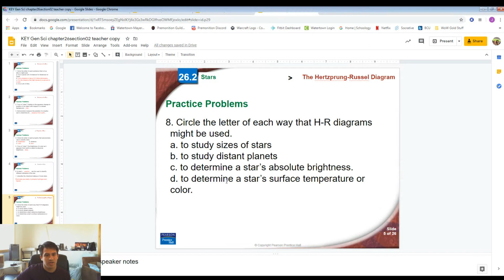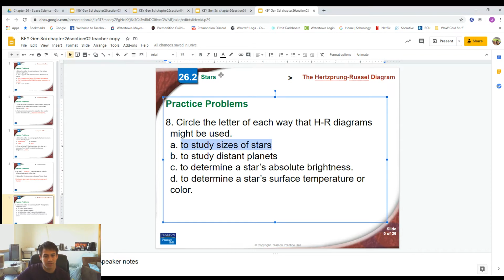All right, number 8, circle the letter of each way that HR diagrams might be used. It was a good question. HR diagrams can be used to study sizes of stars. Yep, that is true. They can be used to study distant planets. Nope, HR diagrams aren't used at all for planets. They only are looking at stars. So planets aren't on HR diagrams, so that would not be a good answer.